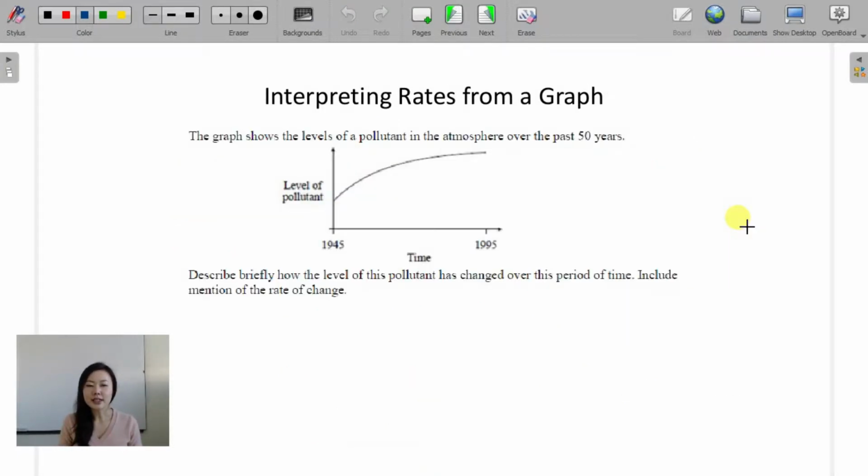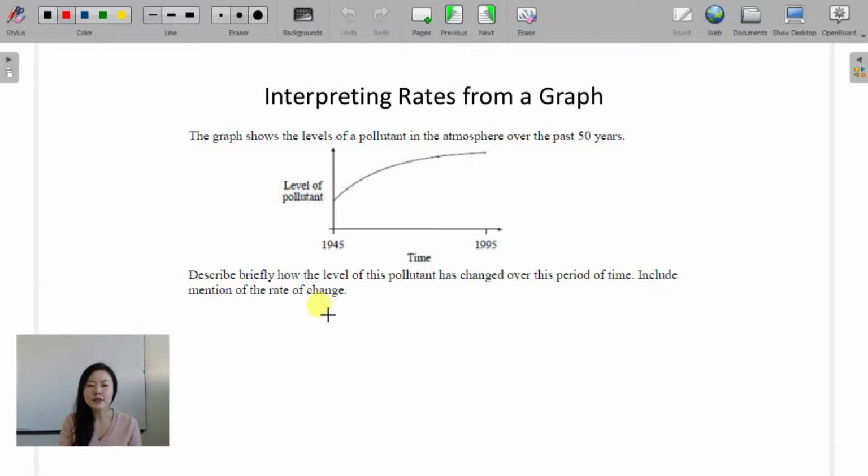Let's have a look at the next one. So remember that relationship between derivative and gradient. That's what we're going to look at in this particular question. The graph shows the level of pollutants in the atmosphere over the past 50 years. You can see that it goes from 1945 to 1995. Describe briefly how the level of this pollutant has changed over time, and include a mention of the rate.